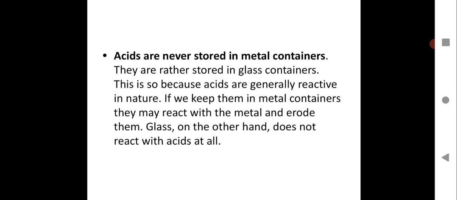So acids are never stored in metal containers. Why? Give reason, you need to understand over here. Please do write one question here. Give reason: they are rather stored in glass containers. Why? This is so because acids are generally reactive. They are very reactive in nature. If you keep them in metal containers, they will react with the metals and erode them. They are highly corrosive. Glass, on the other hand, does not react with acids at all. So glass is inert, it is non-reactive with acids. That's why acids are always kept in glass containers. I hope this is very clear.